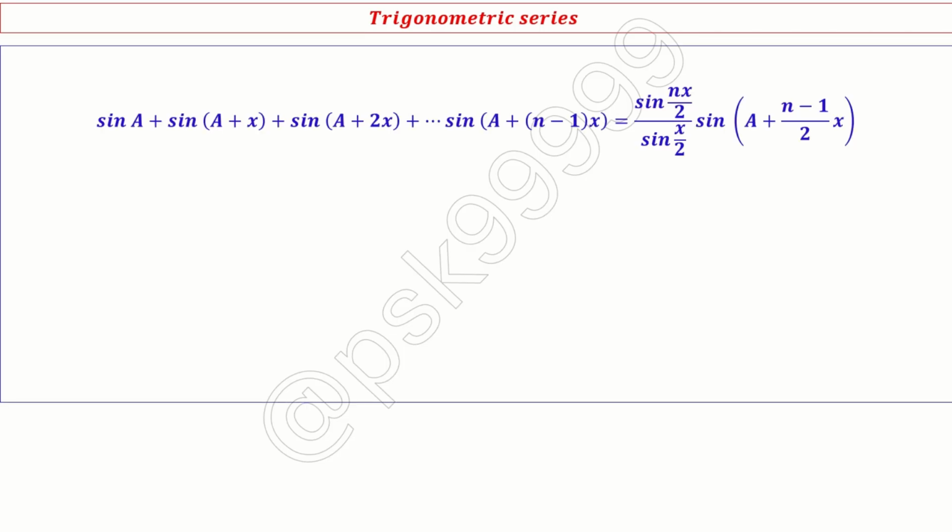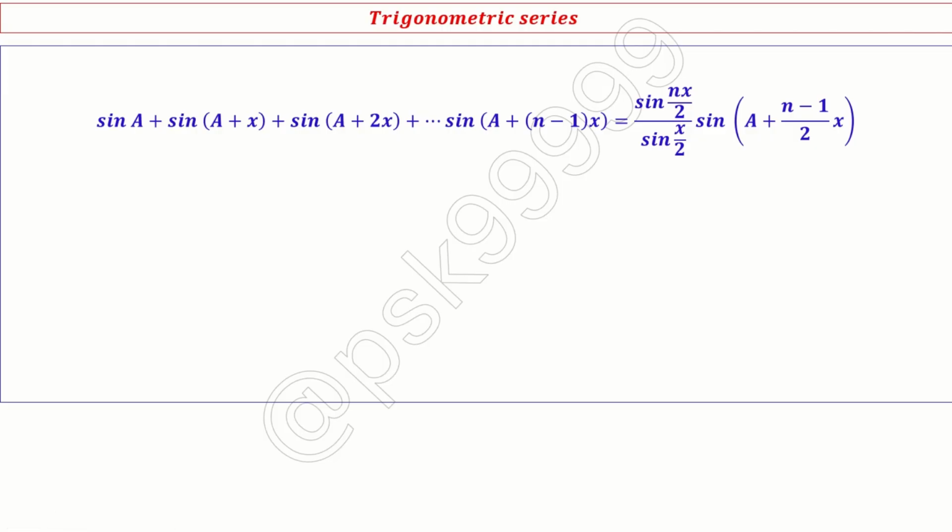So sin A plus sin (A plus x) plus sin (A plus 2x) up to sin (A plus (n minus 1)x). If you see it, the angle is in arithmetic progression, and it is a sine function. So this is equal to sin(nx/2) divided by sin(x/2), into sin(A plus ((n minus 1)/2) x). So this is the formula for this one.